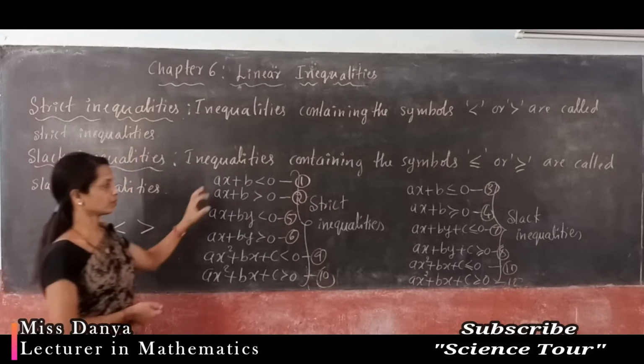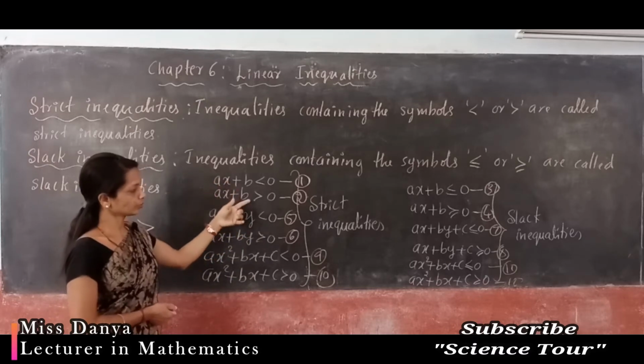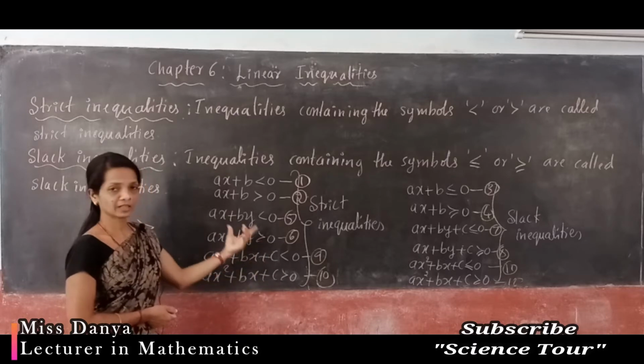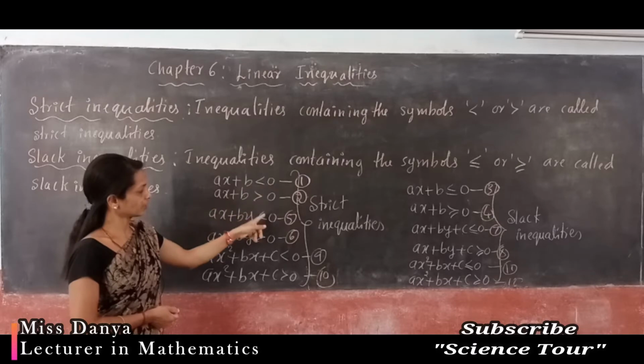For example, we take those examples only. In those examples 1, 2, 5, 6, 9 and 10, in those inequalities you can see strict symbols, strictly less than here.